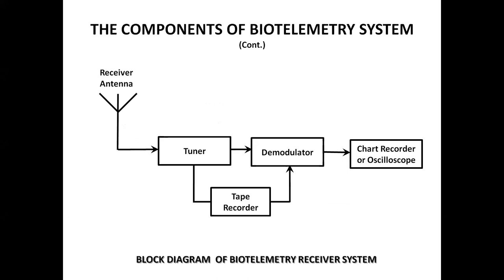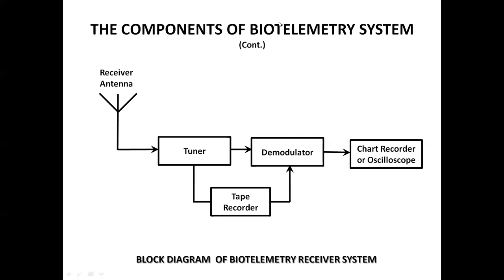Whereas in the receiver diagram, we have the receiving antenna, tuner, demodulator, recorder, and chart recorder or oscilloscope. The tuner is used for selection of a particular frequency which has to be demodulated to separate the signal from the carrier wave. It also has a method of displaying or recording the signal. In these biotelemetry systems using radio transmission, the radio frequency carrier is a high frequency sinusoidal signal which, when applied to an appropriate antenna, gets propagated in the form of an electromagnetic wave.